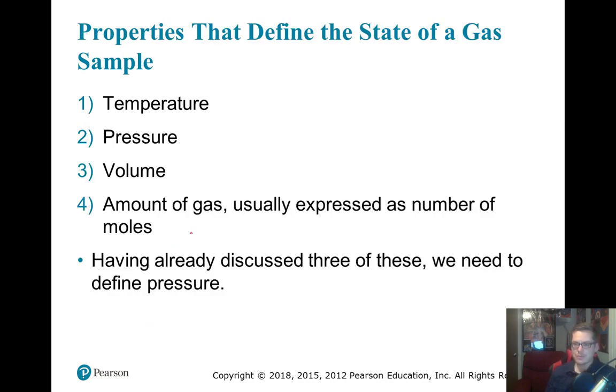Now, the properties that define the state of a gas: temperature, pressure, and volume, and then the amount of gas. You sleuthy Chem 1 students should recognize this idea of PV = nRT. Remember this guy here. These are essentially the four big variables that help us predict the properties of gases: pressure, volume, moles, and temperature. And remember, R is our constant. We'll get into all this in a couple of videos.